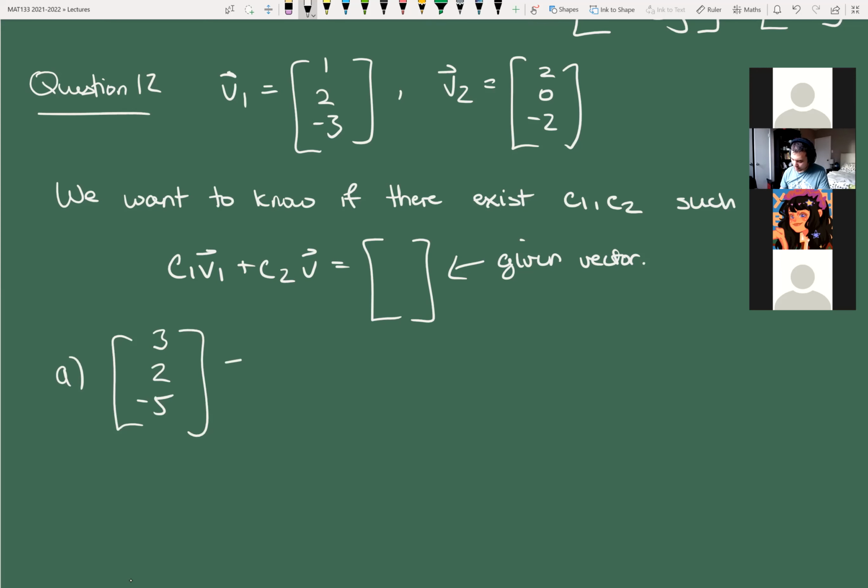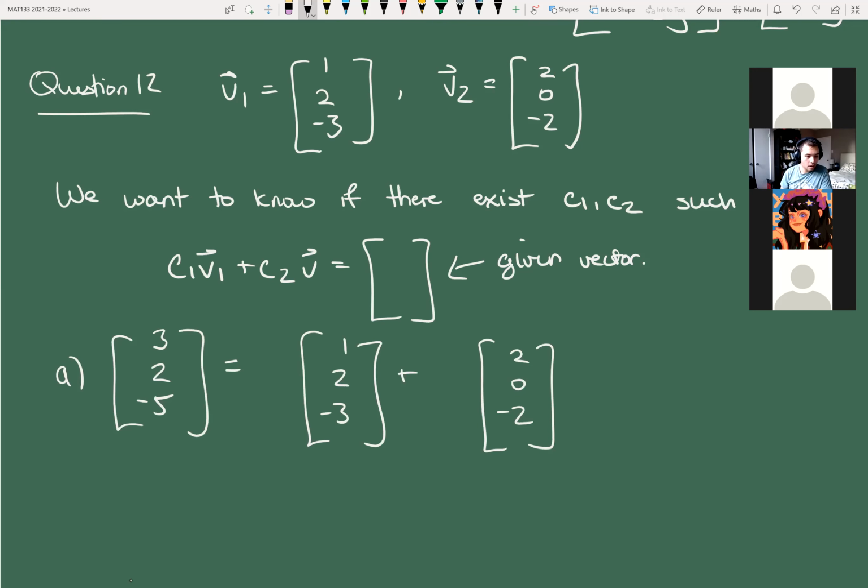So can anyone tell me what the numbers I should put here are? 1 and 1. Okay, does everyone agree? If I just add these straight across, I get 3, 2, -5. Okay, cool.